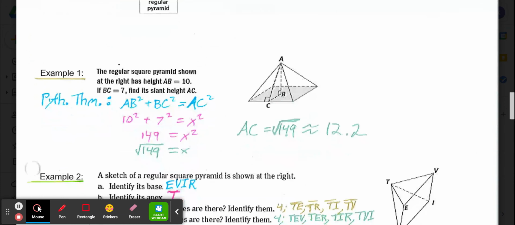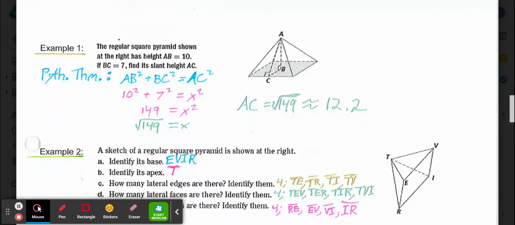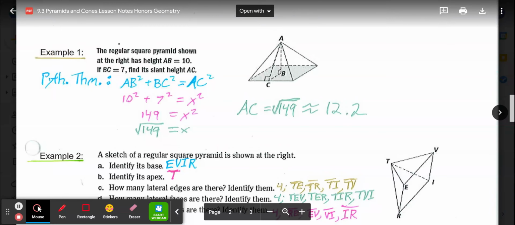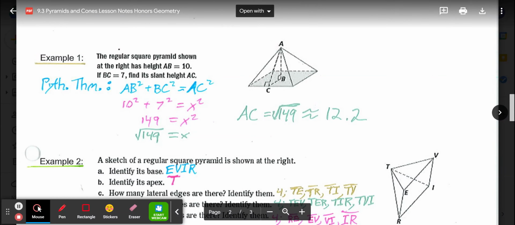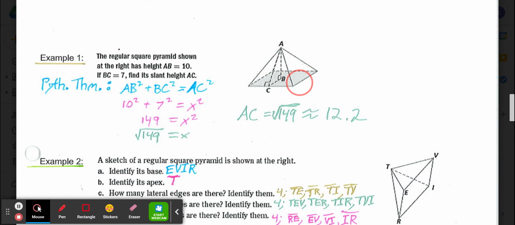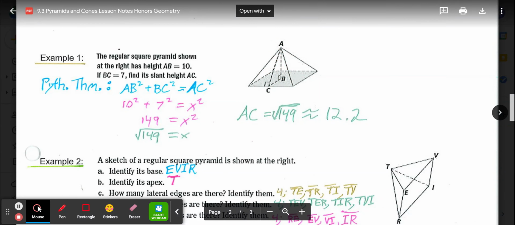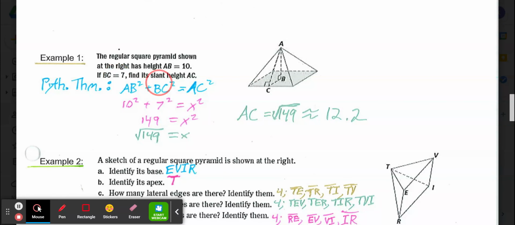So now let's look at some different examples. So we know, shown to the right here, it's a regular square pyramid. So my base is a square. All sides are congruent. And then I can see in here it created the right triangle ABC. So we know this pyramid has a height AB of 10, and BC, that segment, is 7. Find the slant height AC.